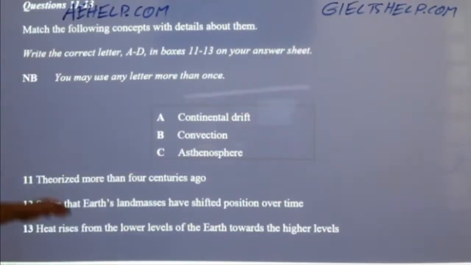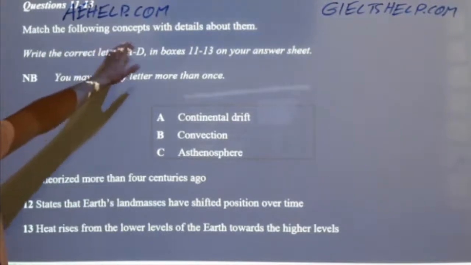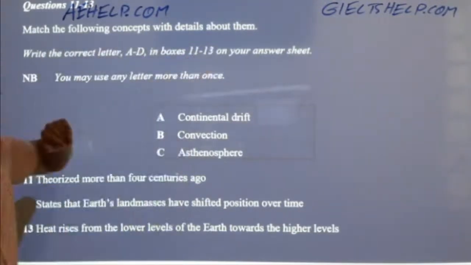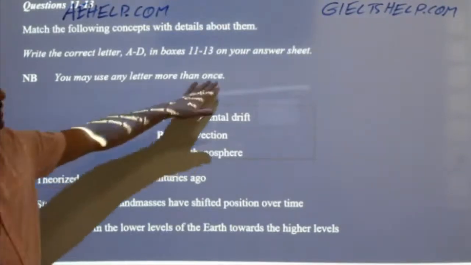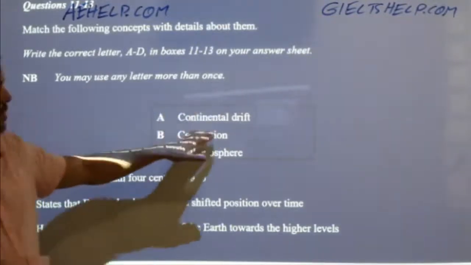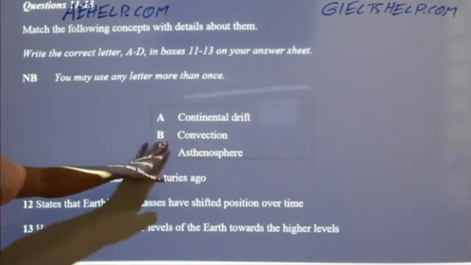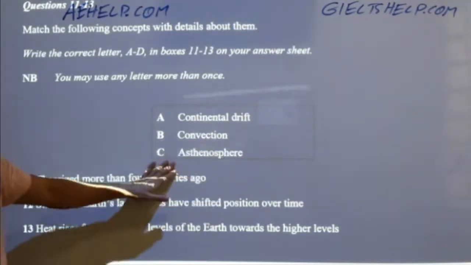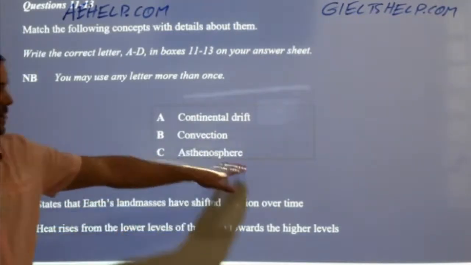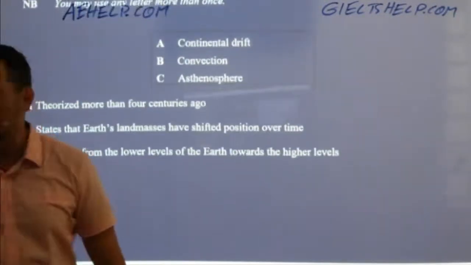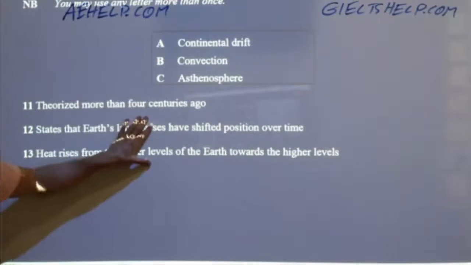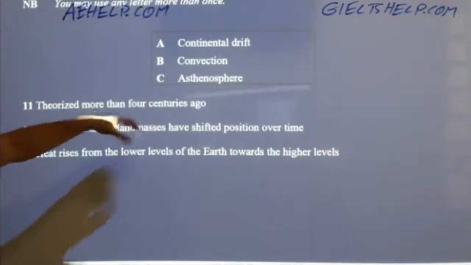So then we have match the following concept with details about them. Okay, so you can use any letter more than one time. A, continental drift. B, convection. C, asthenosphere. That's a new word for me. Okay, so this information is all in the passage, so it's good to just quickly look at it.